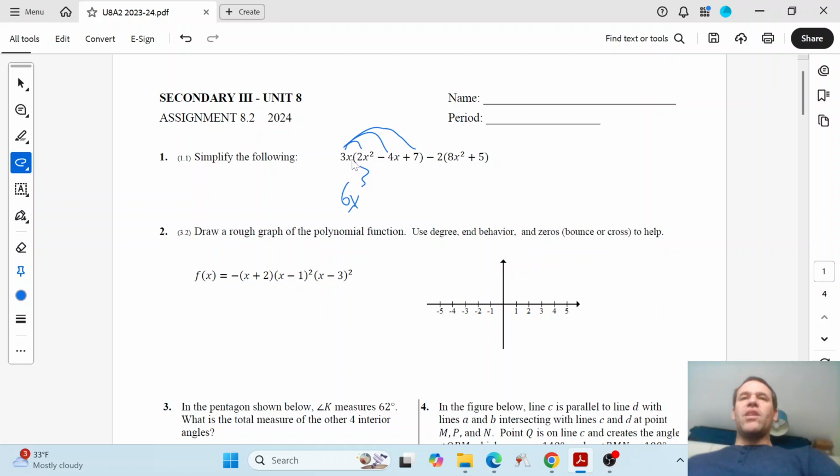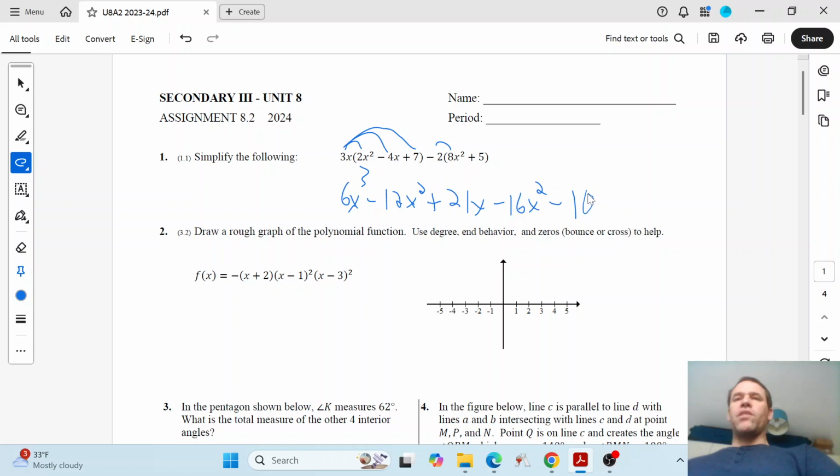So 3 times 2 is 6. X times x squared is x cubed. 3x times negative 4x is negative 12x squared, like that. 3x times 7 is 21x. And then negative 2 times 8x squared is negative 16x squared, which we're going to combine like terms in a second here. Did you pause me? You try it on your own first. Pause me. Negative 2 times 5 is negative 10.